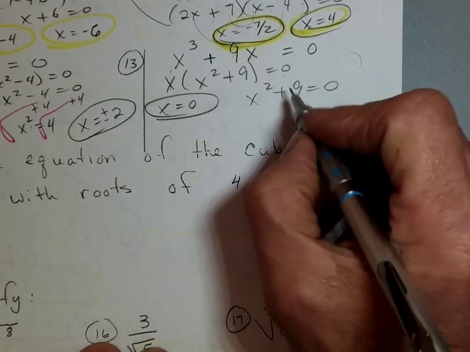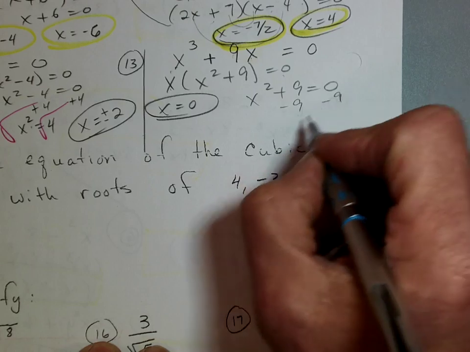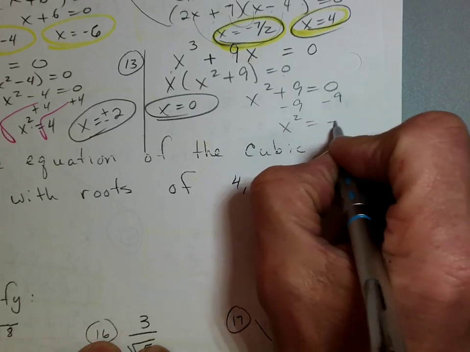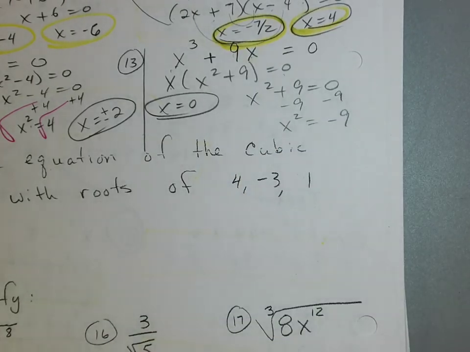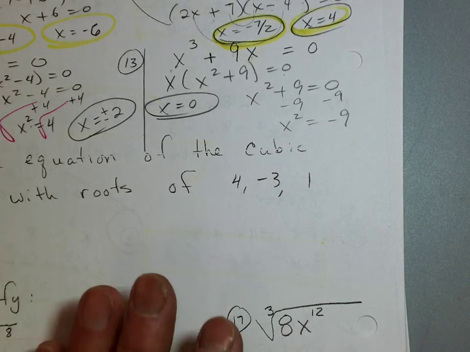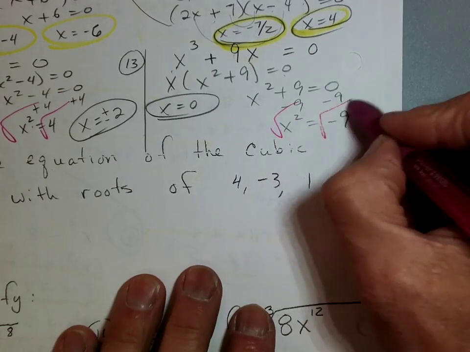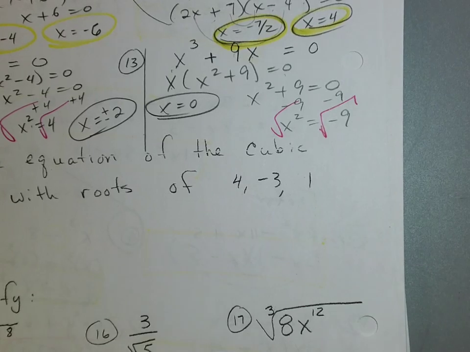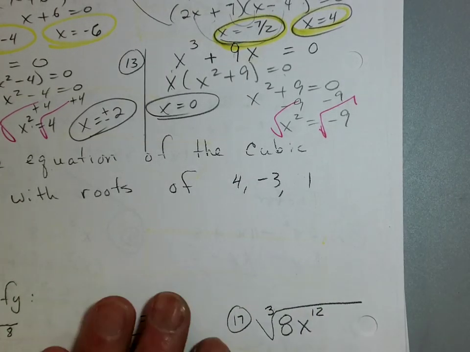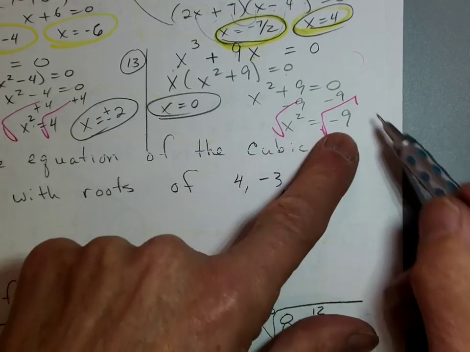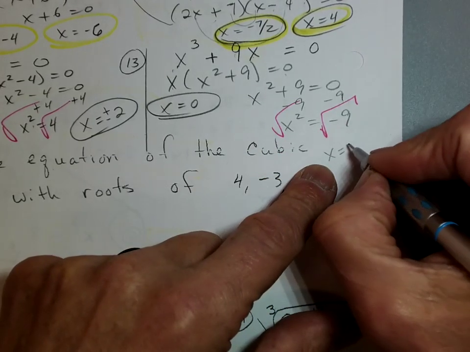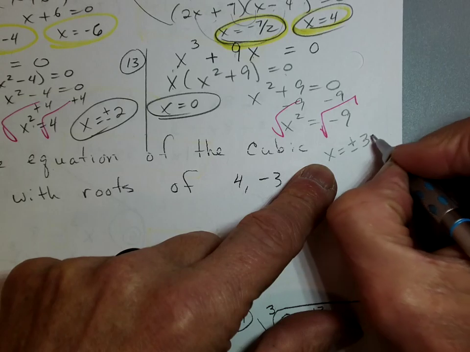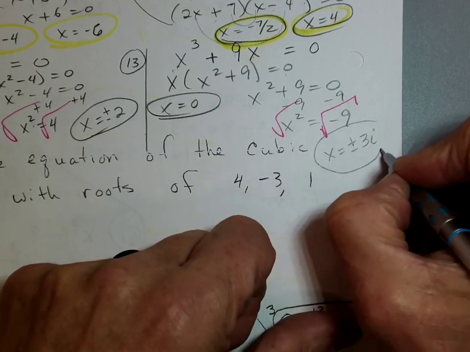I'm going to solve. I'm going to go minus 9, x squared equals -9, right? Square root, but I'm going to take the square root of a negative number. You can't do square root of a negative number, so I'm going to have an i. So square root of 9 is 3. So I'm going to have x is equal to plus or minus 3i. Okay, how's that?